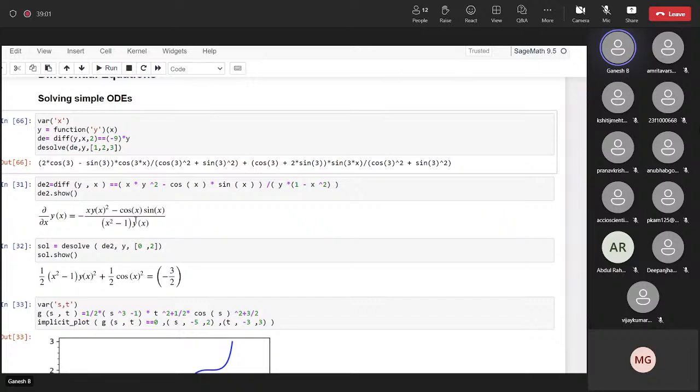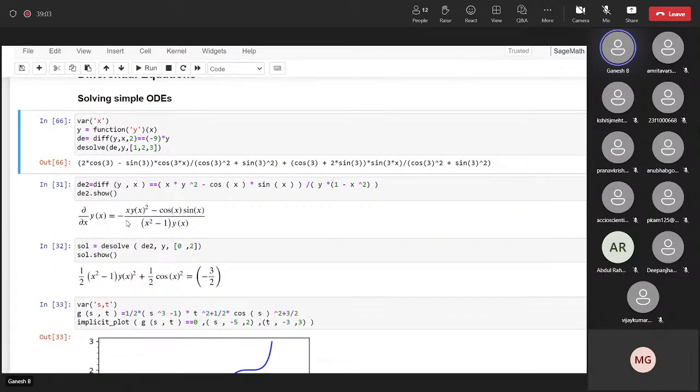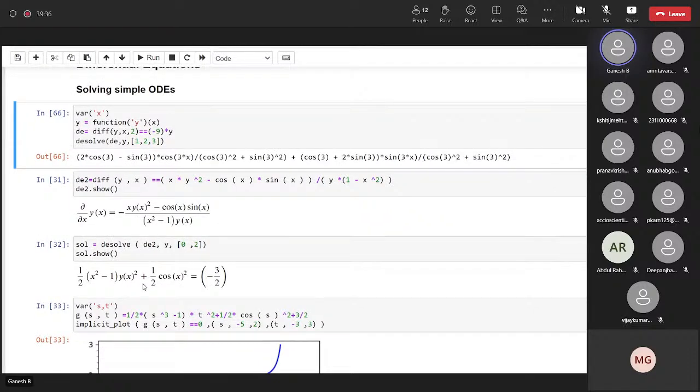Here's a slightly more complicated example. This is another differential equation, and I used LaTeX to display it for easy reading. dy by dx equals this huge thing, and if I solve it, you see that it solves it in an implicit way. You can't really solve for y here. This is an implicit function. You can't really find y explicitly as a function of x. It's hard to do that. Actually, you can't do that.